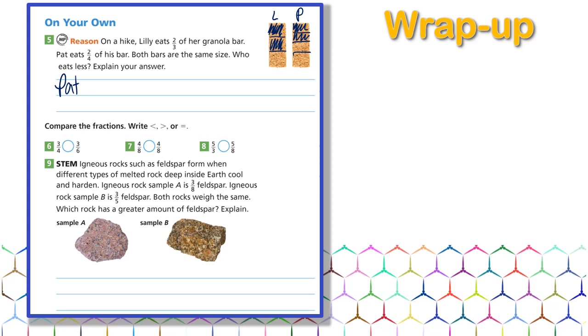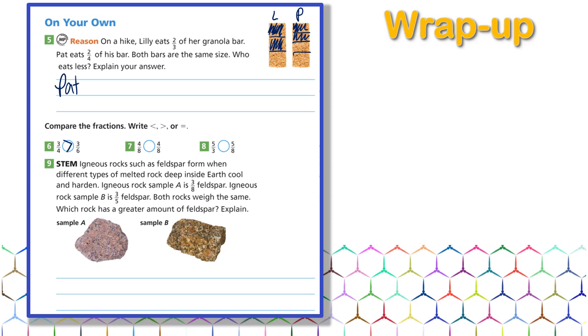Compare the fractions, write less than, greater than, or equal to. 3/4 and 3/6. Well, let's think about it. Our numerators are the same, so now we look at our denominators. We have 4 equal parts or 6 equal parts. 4 equal parts would be bigger parts because they're broken up less amount of times. So 3/4 is greater than 3/6.